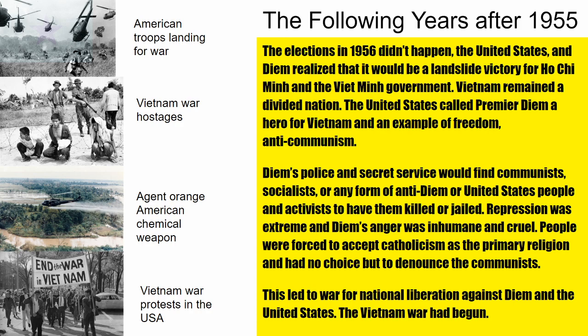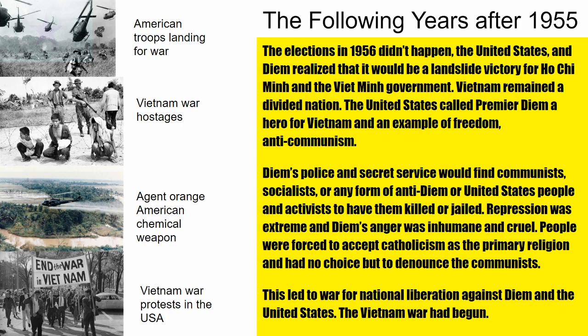So as we end off, the elections did not happen in 1956. The United States and Diem realized a landslide victory for Ho Chi Minh, the Viet Minh government. Vietnam remained a divided nation. The United States called Premier Diem a hero for Vietnam, an example of freedom and anti-communism.